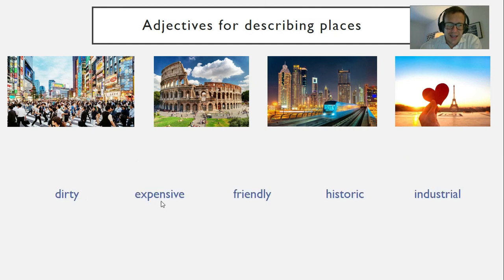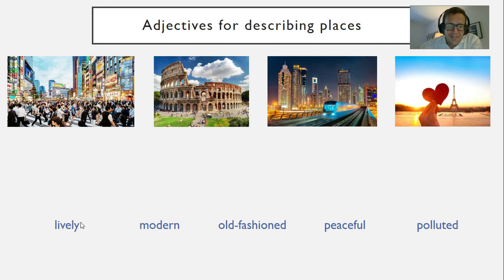Dirty, expensive, friendly, historic, industrial. So I would say this second picture is historic because it's got some old buildings. Could also be expensive too. Lively, modern, old-fashioned, peaceful, polluted. This picture of Dubai with the metro and the skyscrapers is modern.